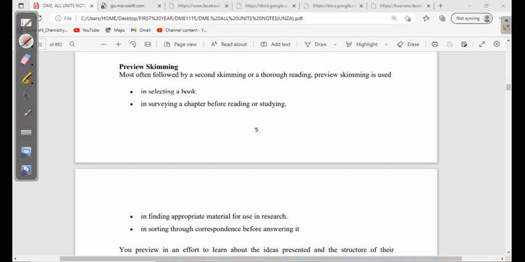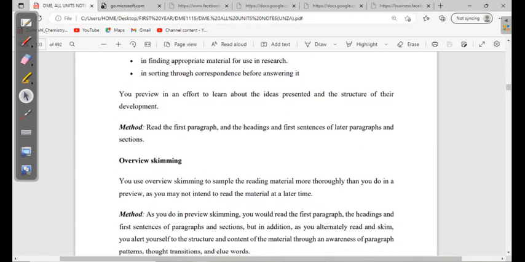So you are going to find a lot of texts which are present for you to read. And so for you to determine which book you are going to read, you are going to use preview skimming so that you'll be able to determine if that book is going to be necessary for a research. Preview skimming is also used in sorting through correspondence before answering it. So these are some things that we get to look at when you're talking about preview reading.